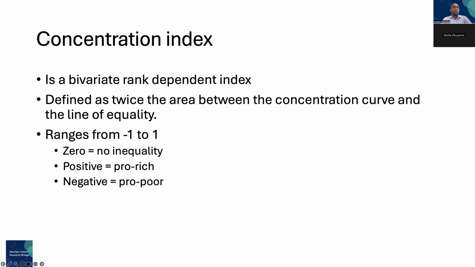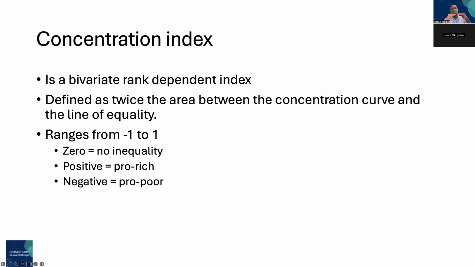So then we move on to the concentration index. The concentration index is of course a bivariate rank dependent measure, where you have a ranking of the population along a socioeconomic variable, and then also you have the health related variable, or health outcome variable of choice. So this is defined as the area between the concentration curve and the line of equality.